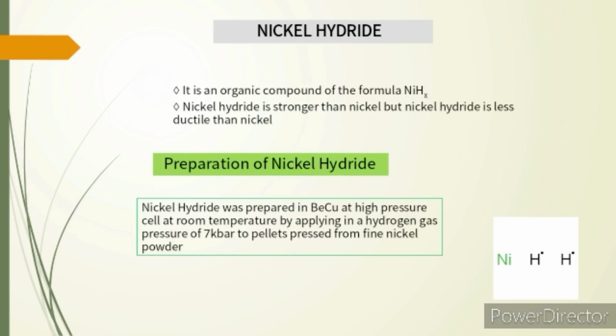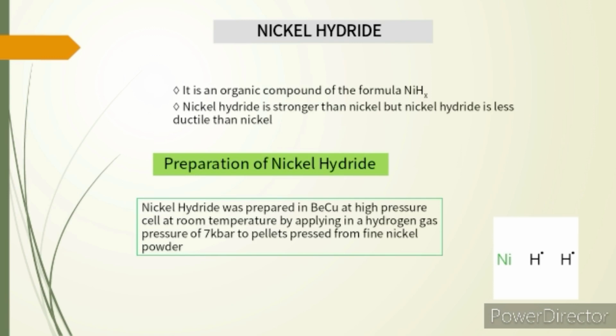Nickel hydride is either an inorganic compound of the formula NiHx or any variety of coordination complex. Nickel hydride is stronger than nickel metal due to the increase of hydrogen atoms, but nickel hydride is also less ductile than nickel metal.